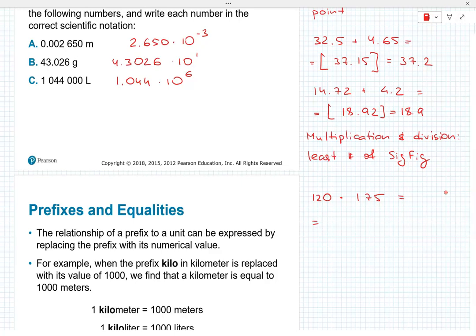So the answer, 17,500 plus 35. I think it's gonna be 21,000. Yeah. So you can leave it like this, because this number, 21,000, how many significant figures does it have? 2. So good.